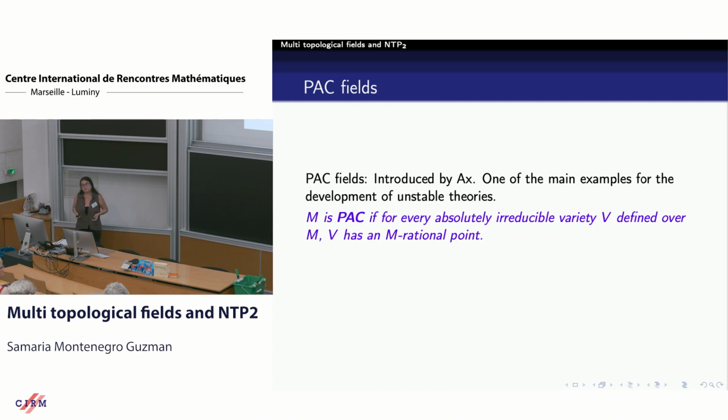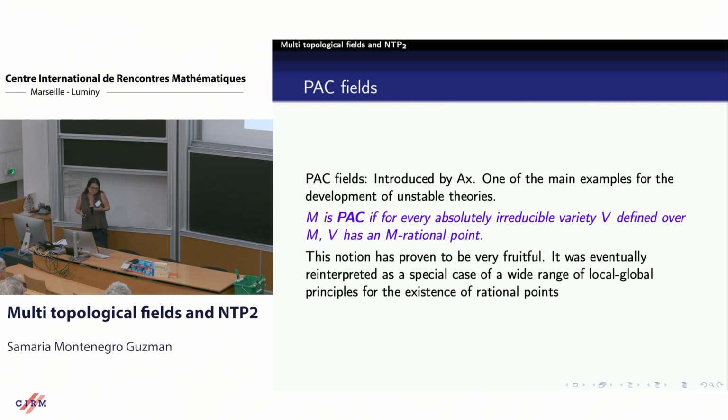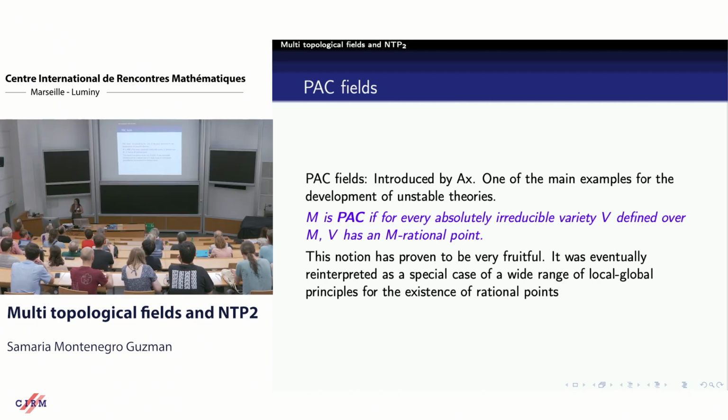So a pseudo-algebraically closed field is a field that has a lot of points for some particular varieties. That means that every absolutely irreducible variety V defined over the field has a rational point in the field, okay? This notion was really nice and fruitful, and it was eventually reinterpreted as a special case of a wide range of local-global principles.